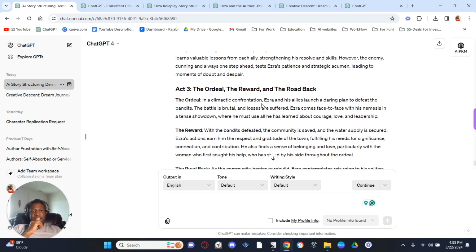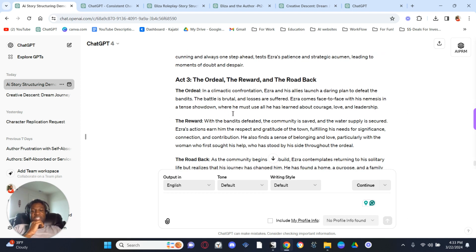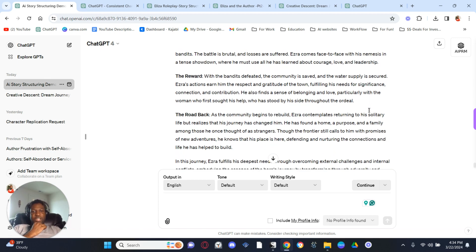Act three. In a climactic confrontation, Ezra and his allies launch a daring plan to defeat the bandits. The battle is brutal and losses are suffered. So this is like, what is that? The Dirty Dozen. What's that one Western with all those guys that get gunned down? It's super sad. Anyway, Ezra comes face to face with his nemesis in a tense showdown where he must use all he has learned about courage, love, and leadership.